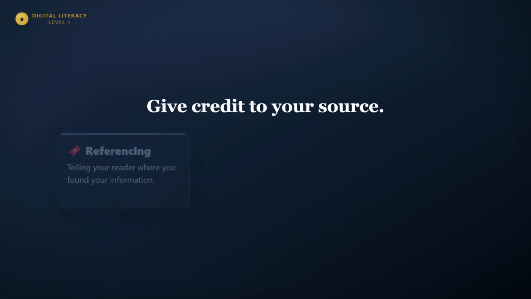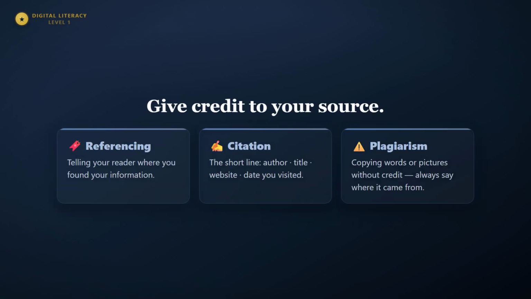When you use words or facts from somewhere else, you give credit. Referencing means telling your reader where you found your information. A citation is the short line that does it: the author, the title, the website, and the date. A fair warning: copying someone's words or pictures without credit is called plagiarism, so always say where it came from.